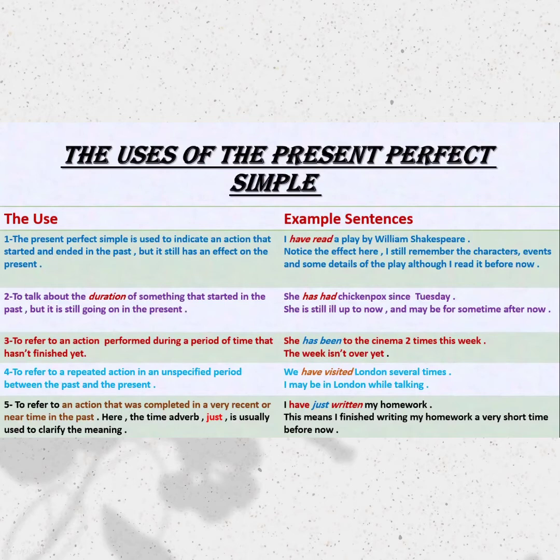Number 5. We can use the present perfect simple to refer to an action that was completed in a recent or near time in the past. The verb has been done or has finished a very short time before now, a very short time before the present. For example, when I say, I have just visited my friend, I have just written my homework, she has just played some computer games. Look at the use of the adverb just here to show the idea that the verb has finished a very short time before now. So we can use the present perfect to refer to an action that was completed a very short time before the present.